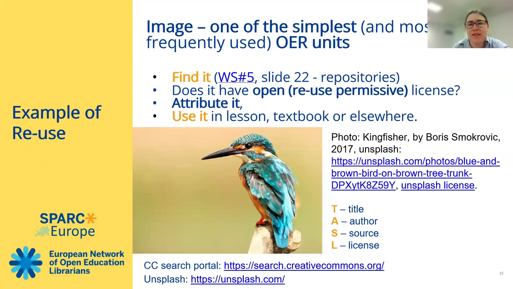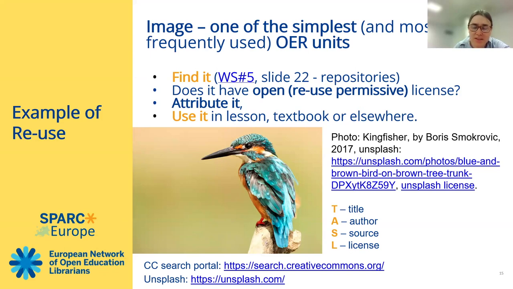The simplest unit of open educational resource I could imagine was an image. So we can start with an image as an example of reuse. The first step is to find it. On the previous workshop, we could see some favorite repositories, where to look for them. And then we have to check if our image has an open license, which permits reuse. We have to attribute it and then use it in our lesson, textbook, or elsewhere.